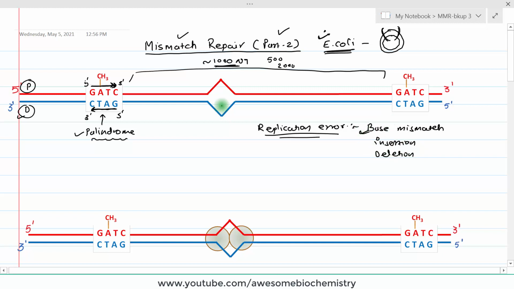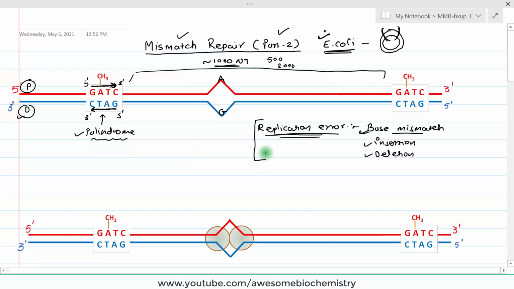So for example, if it is a base mismatch, suppose this is the parental strand and it has A. So the ideal base pair in the daughter strand should be T. But in the base mismatch, instead of T, it is some other nitrogenous base. So let's say here we have G. So A and G is a mismatch base pair. A never base pairs with G. But by the replication error, this G is mistakenly added. Similarly, insertion and deletion can also occur. This is the replication error.